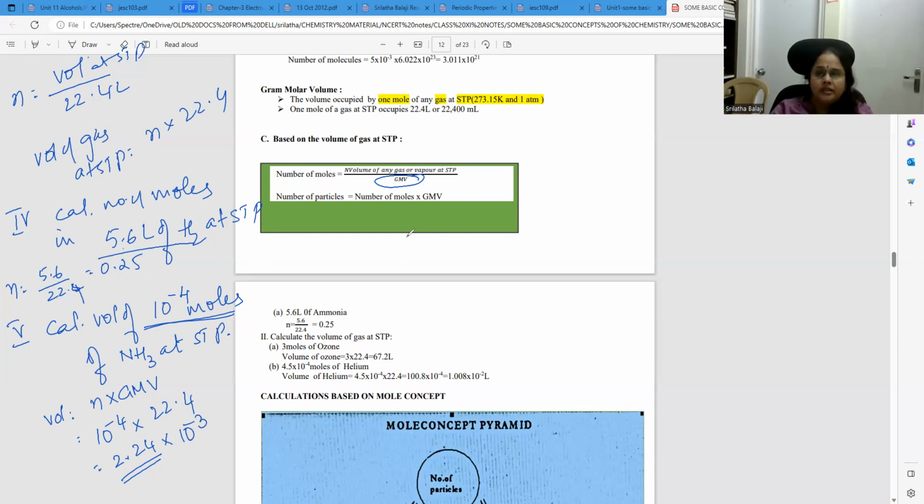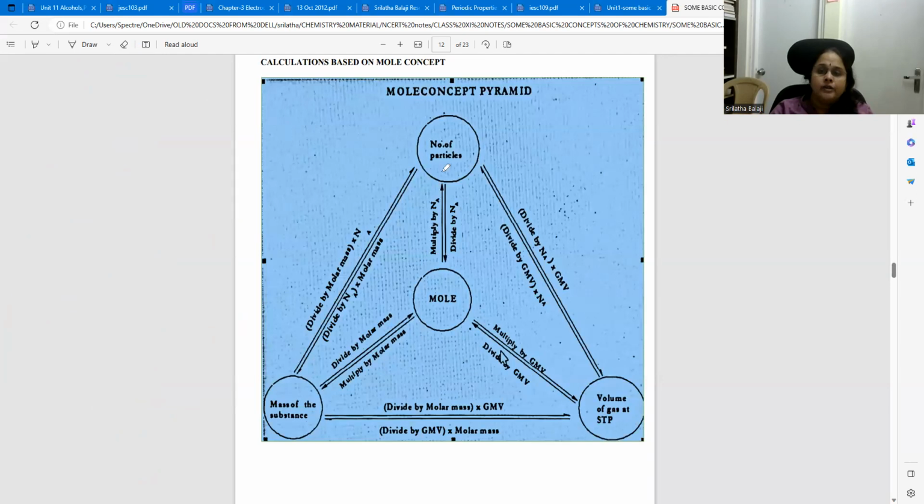So let's look at this diagrammatic representation. I want you to understand this carefully. See here. Can you see the 3 dimensions of mole? Yes, ma'am. Mass, volume, number of moles. Clear? So how did we get mole from mass of the substance? You divide by molar mass or atomic mass. How do you convert mole to mass? Multiply by molar mass or atomic mass.